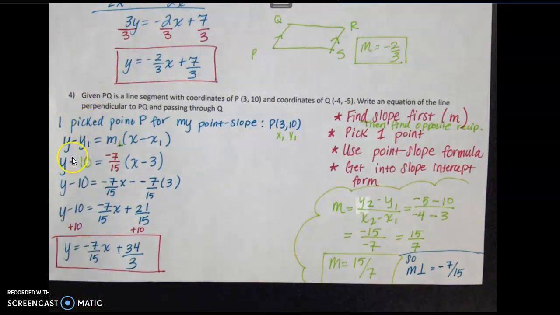Right, so I'm going to plug in y minus 10 because that's my y1 equals negative 7/15, that's my perpendicular slope, parentheses x minus 3. What I'm going to do from here is just get y by itself. So I do have to distribute and then add the 10 to both sides, and I end up with y equals negative 7/15 x plus 34 over 3.